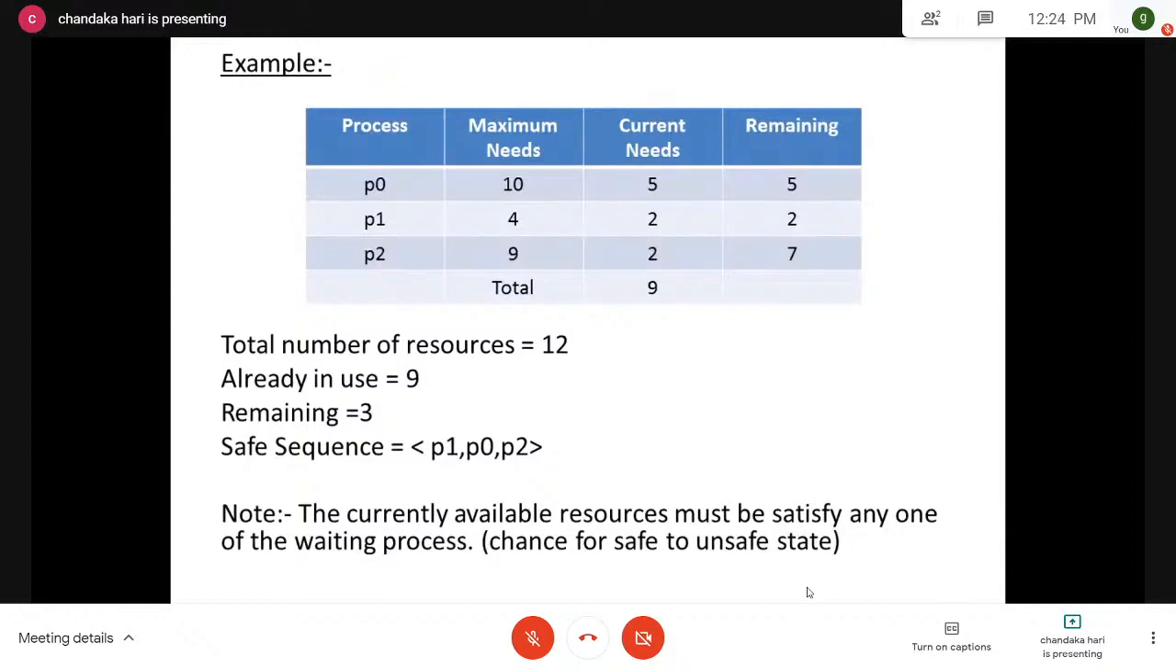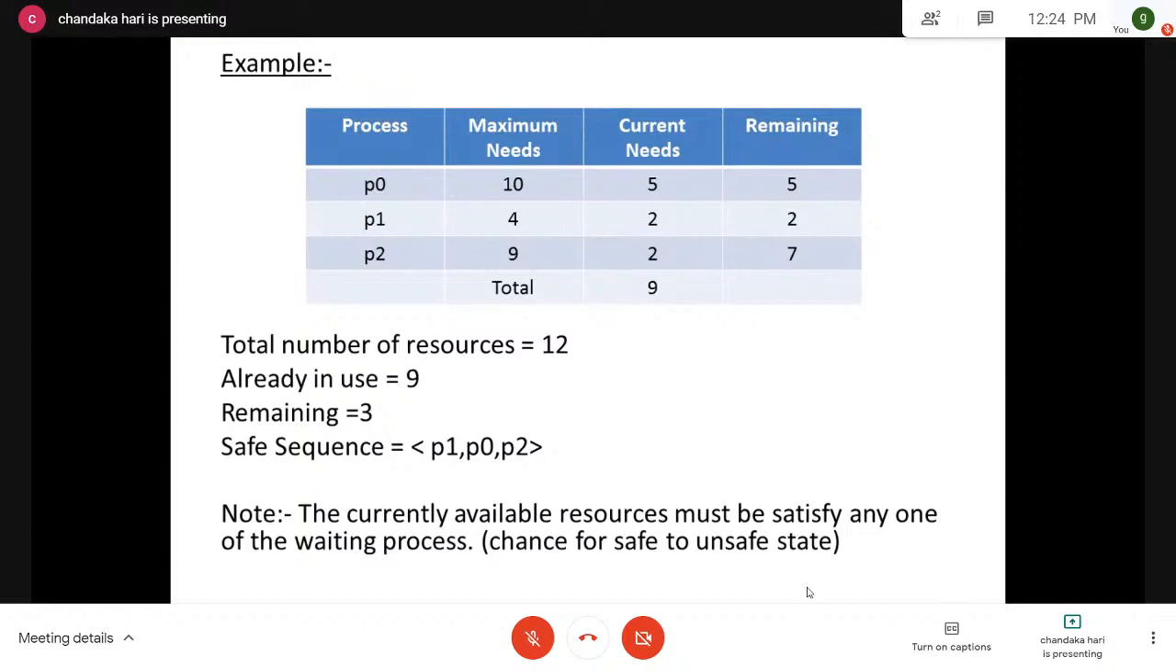So 2 plus 2, the currently available resource is only 4. Now P0 requires 5 and P2 requires 6 resources. So the 4 is not satisfying either P0 or P2, hence the system is in deadlock state. That's why I am telling you that whenever a process is requesting a resource, please don't sanction it immediately; first check whether the system can define a safe sequence or not. If it is unable to define a safe sequence, please don't sanction it.